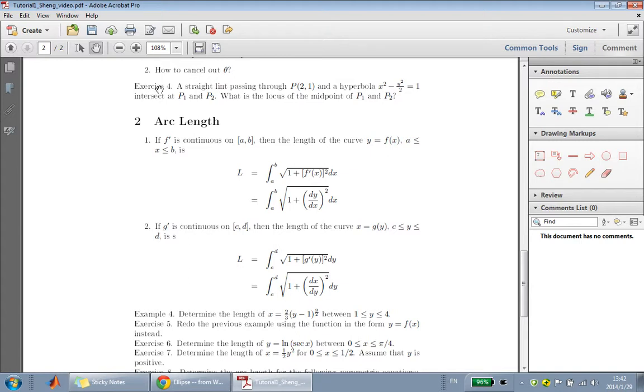Also, exercise 4 is left for homework. That's a little bit challenging.